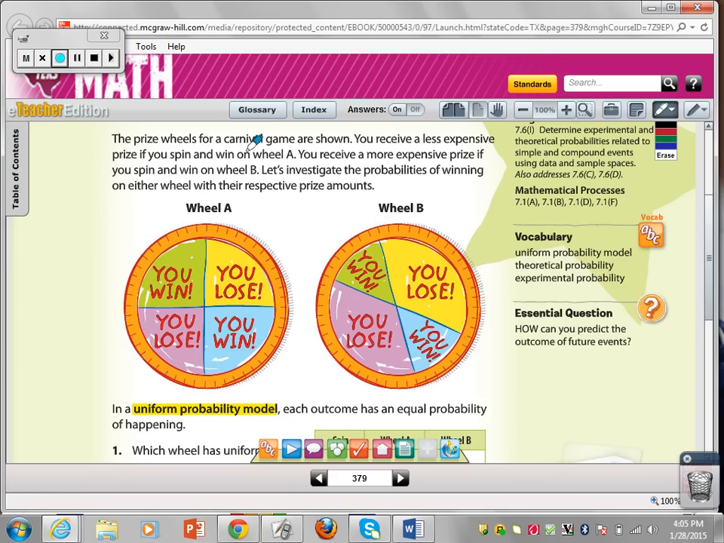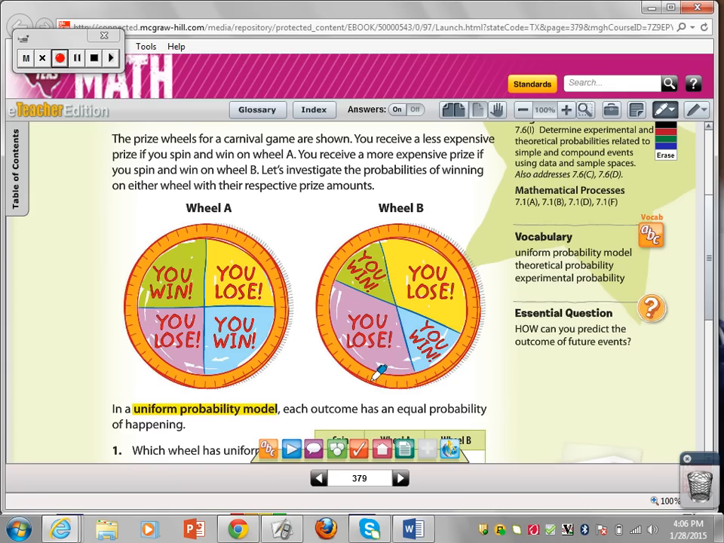The prize wheels for a carnival game are shown. You receive a less expensive prize if you spin a win on wheel A. You receive a more expensive prize if you can spin a win on wheel B. Let's investigate the probabilities of winning on either wheel with the respective prize amounts.